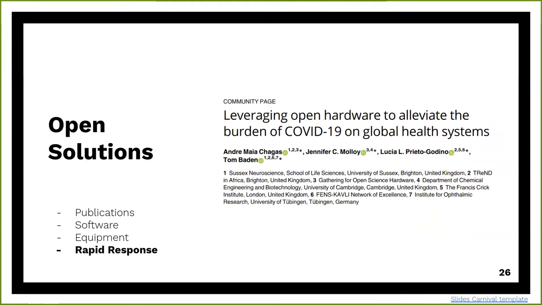We also published a paper last year showing how these open technologies can be used for rapid response in many situations. So it's much faster to develop these things. And what we did was a review of all the people building open source hardware to fight COVID challenges. So face masks, respirators, sanitizing stations, and all these kinds of things.